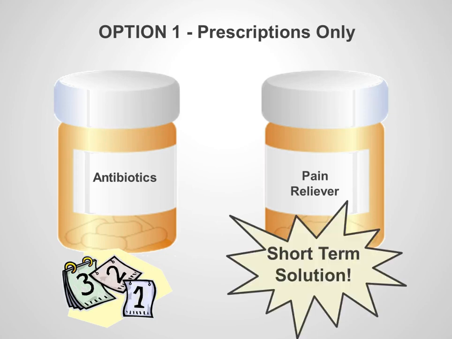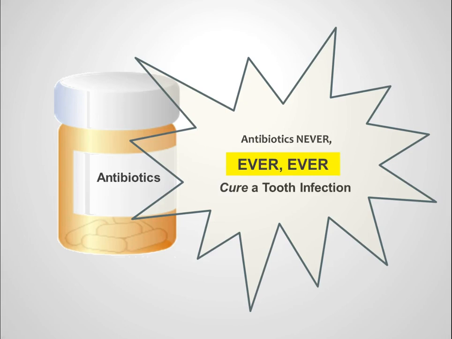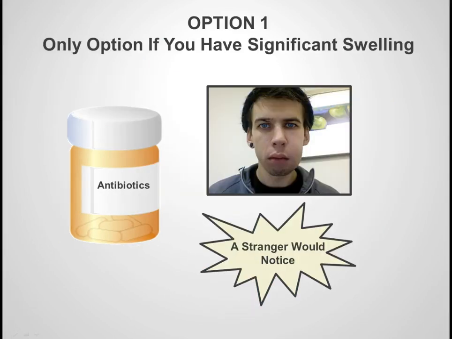Antibiotics are a short-term solution. Please note, antibiotics will never, ever cure a tooth infection. It would certainly make life easier if they would. Unfortunately, antibiotics cannot penetrate the source of the infection, which is the pulp of the tooth. So if you choose this option, you'll need to revisit this tooth within a couple of weeks. Antibiotics are the only option if you have significant swelling, the kind a stranger would notice. The external swelling must be reduced before work is feasible.